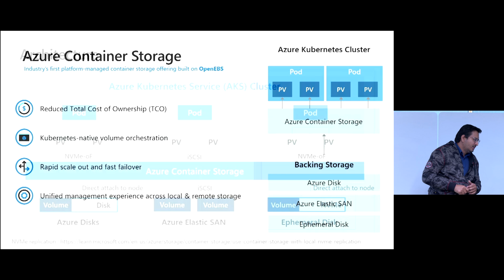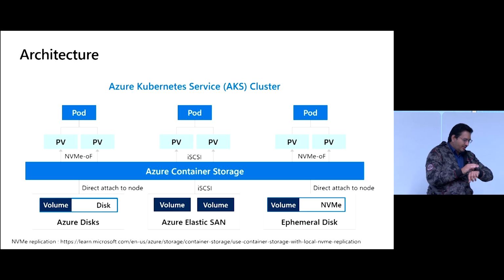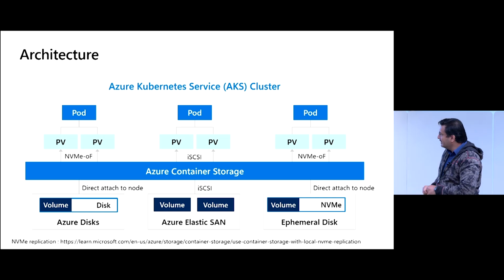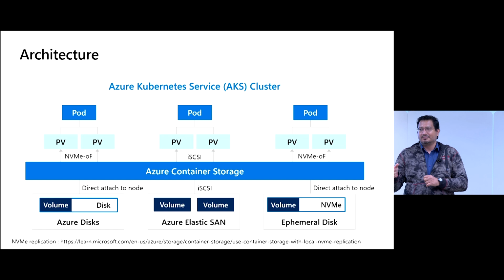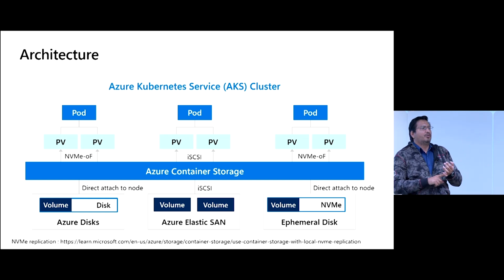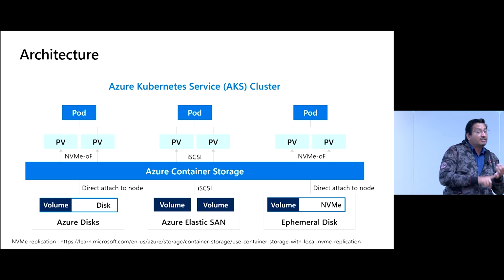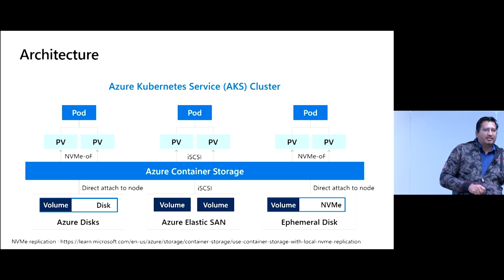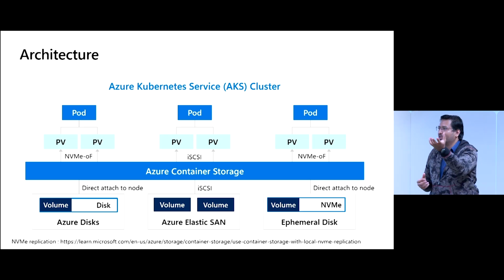So over to the interesting part, which is the architecture. How is it different from CSI driver? When I use the term pool, this is where things change. Today, when you're provisioning a persistent volume through CSI driver, it creates a disk, attaches it to the node pool, and then creates a persistent volume on it.